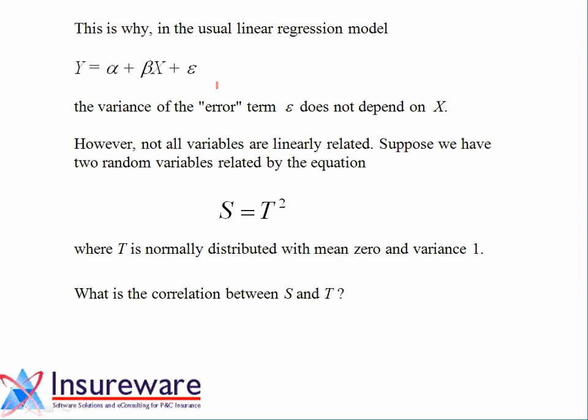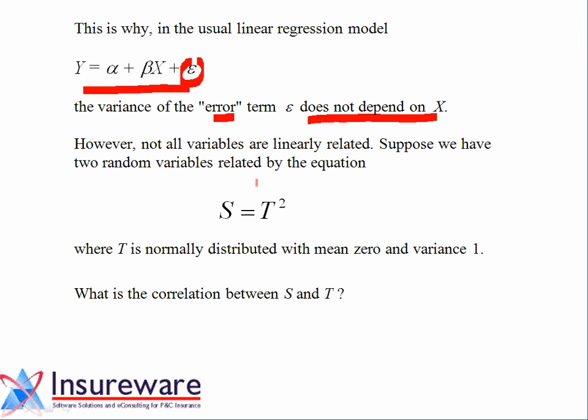So this is why in the usual regression model we write y equals alpha plus beta x plus an error term. This error term is an integral part of the model, and it has a normal distribution with mean 0 and, say, variance sigma squared y given x. It's a constant variance, and the variance doesn't depend on x. However, not all variables are linearly related.